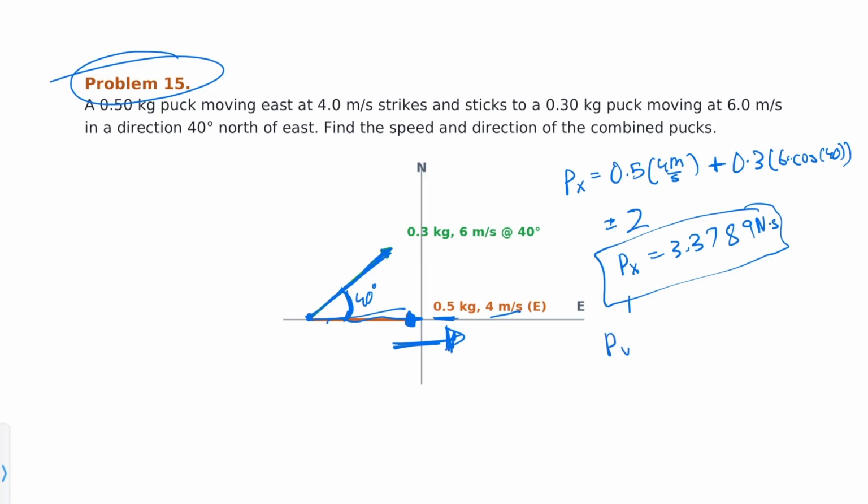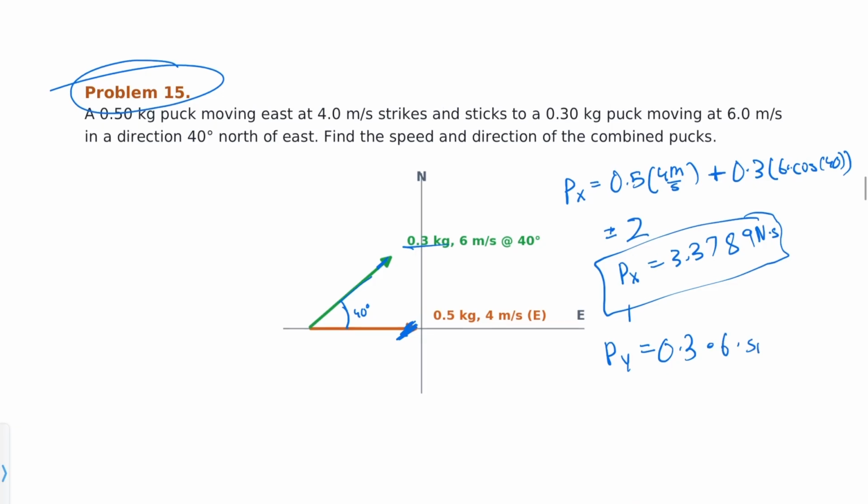And py is going to be, so this one doesn't have a y component, right? So let me erase this stuff now. Let me just keep the angle. This one doesn't have a y component, the 0.5 kg, only this 0.3 kg, right? So 0.3 times 6 times sine of 40, which is the y component here. Since it's going up, I'll count it as positive. So what's that going to be? 0.3 times 6 times sine 40, about 1.157 Newton seconds here.